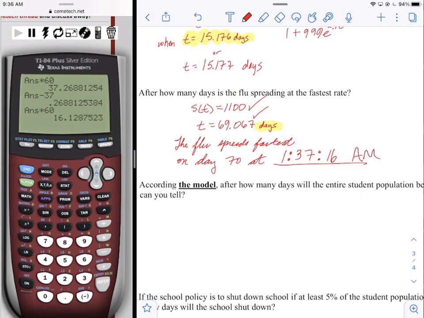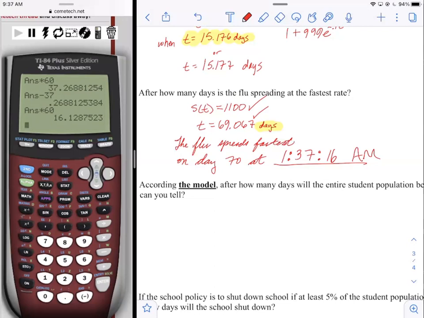Wait, why is it day 70? Oh, because if it's spreading the fastest at day 69.067, that means 69 full days have passed. If 69 days have passed, the next tick of the clock lands on which day? The next day, which will be the 70th day. So that's what Brady was saying. Even though it's 69.067, if you're interpreting it as on which day, you have to round up. That's what you meant, right, Brady? Yeah, you have to round up if you're talking about which day.